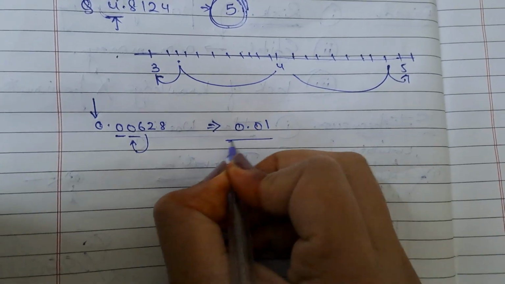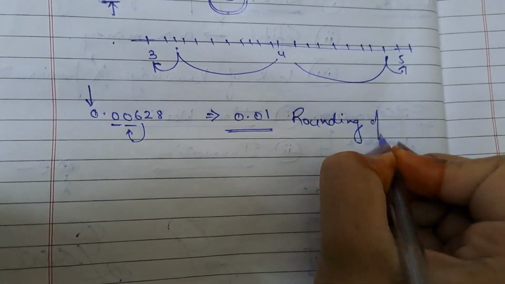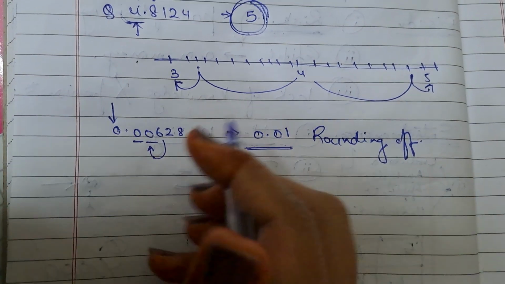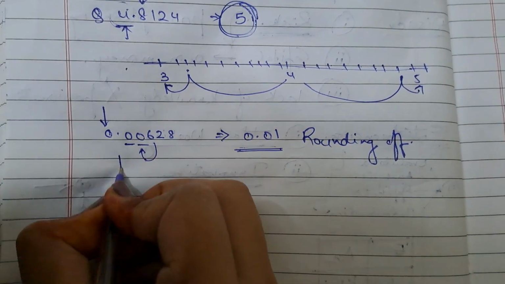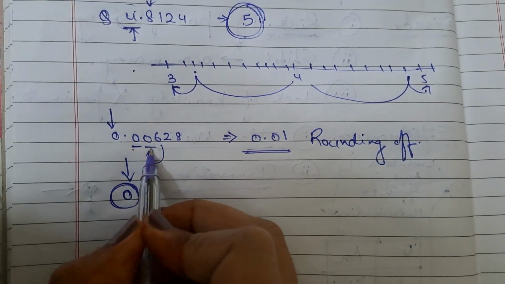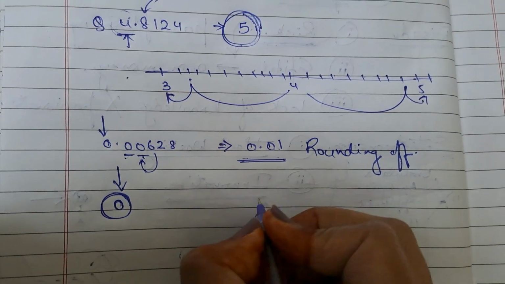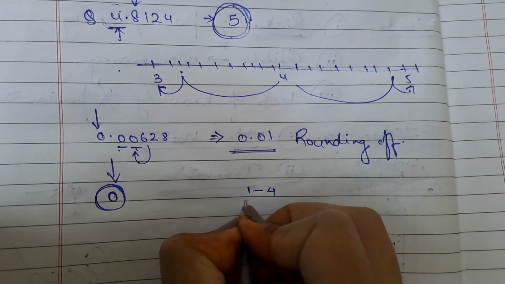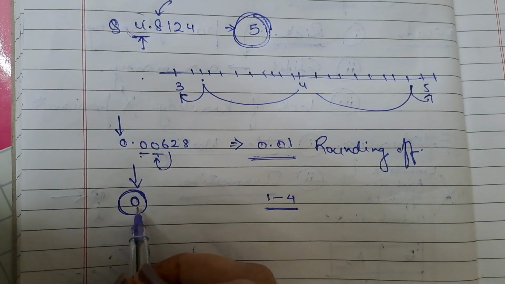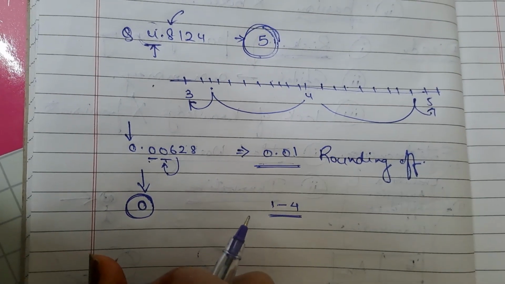This is rounding off. I have rounded it off to 0.01, but to the nearest whole number, it will remain as 0 only. Why? Because these places are in the range of 1 to 4, so it will remain the same itself. So this is how you picture it out and write down the numbers.